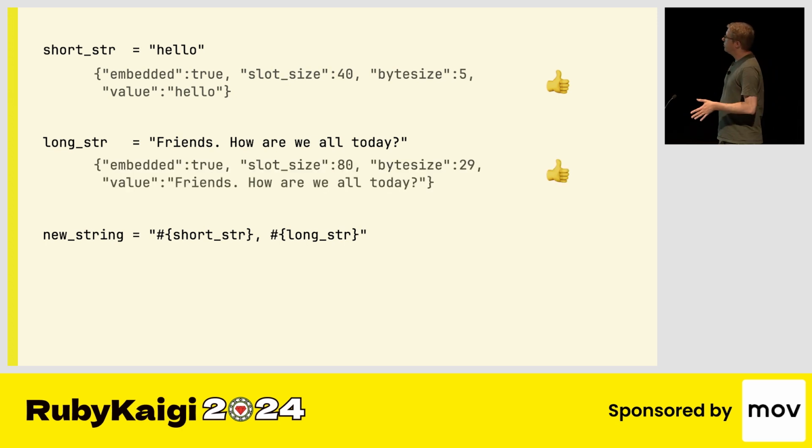The second string also looks good. It's embedded. It's in the 80-byte bucket. Remember, byte size of 29, all the extra stuff gives us 46 bytes.